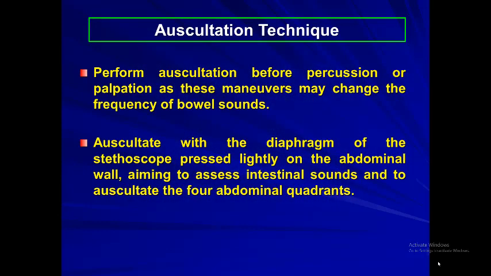Auscultation technique. Perform auscultation before percussion or palpation, as these maneuvers may change the frequency of bowel sounds and may lead to a silent abdomen. Auscultate with the diaphragm of the stethoscope, pressed lightly on the abdominal wall, aiming to assess intestinal sounds and other sounds, as we will mention later. Auscultate the 4 abdominal quadrants.